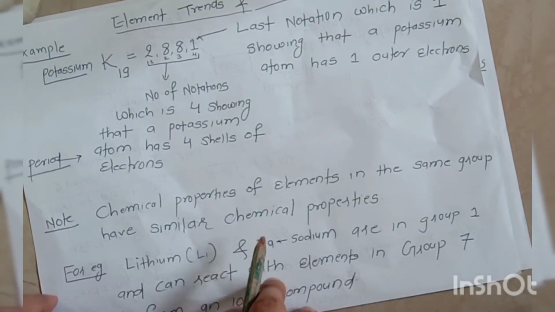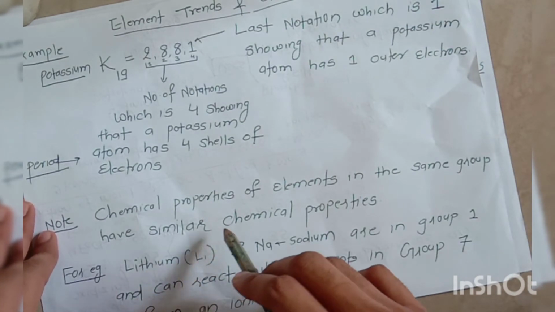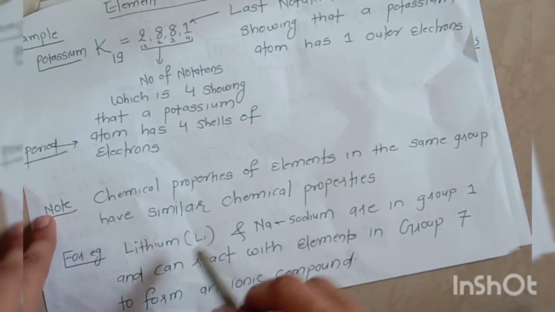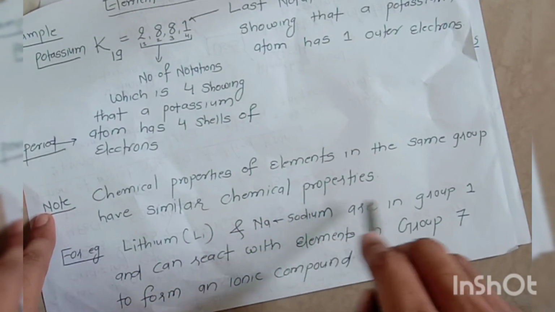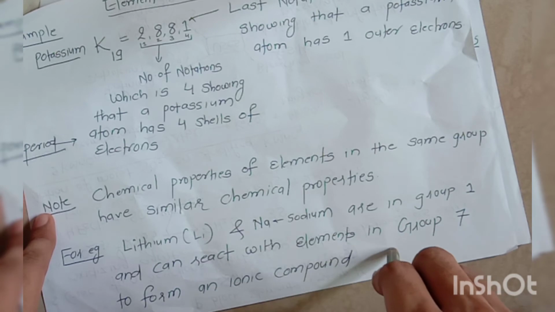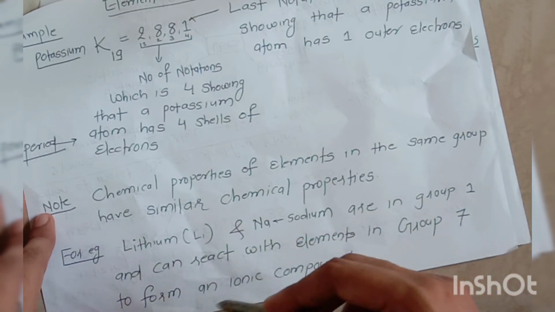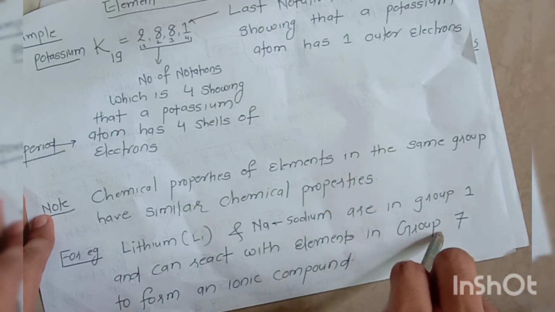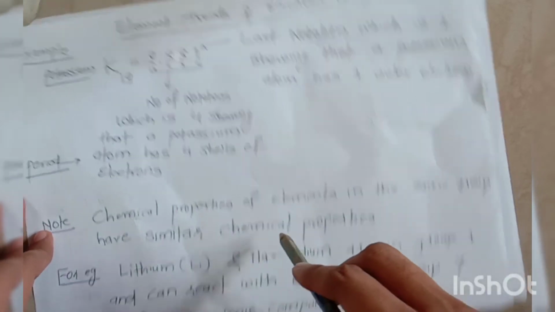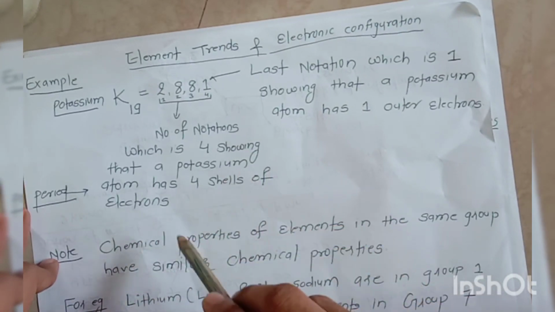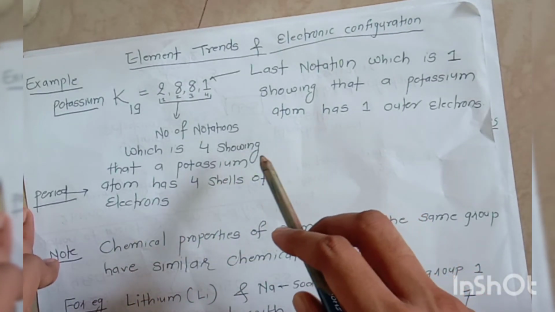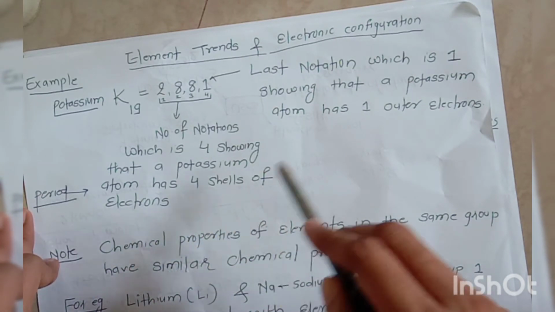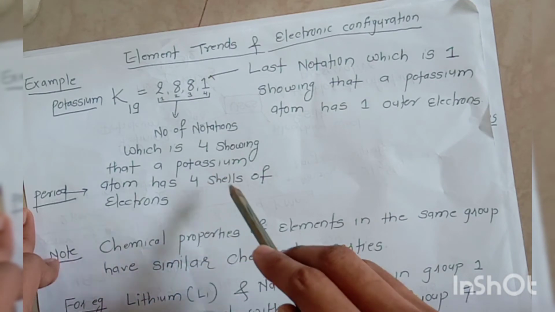For a particular group, the elements have similar chemical properties. For example, lithium and sodium belong to group number 1, so they show similar properties. They both can form ionic compounds by reacting with non-metal elements, for example group number 7. So I can conclude that with the help of the number of notations and the last notation, we are able to find out which period and which group an element belongs to.